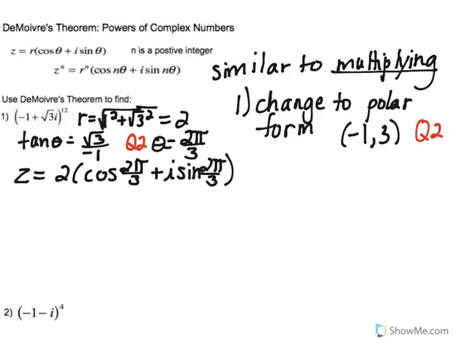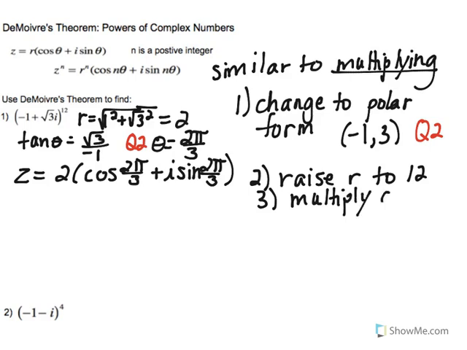Okay, once we have it converted, we're going to do the 2 steps to completing it. So we're going to raise r to 12, and we're going to multiply the angles by 12. And then simplify. So again, it really reminds you of those exponent rules. When we raise an exponent to an exponent, we raise the numbers to that exponent and we multiply the angles. The same idea.